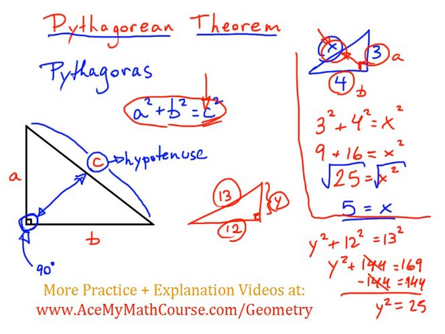Great. So what is y? The square root of 25 is just 5. So that's it. So y also works out to be 5. Big coincidence, by the way.